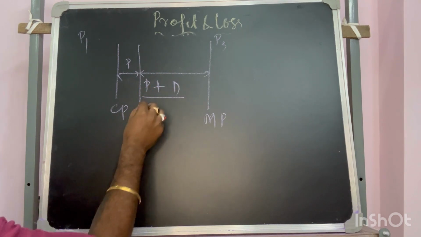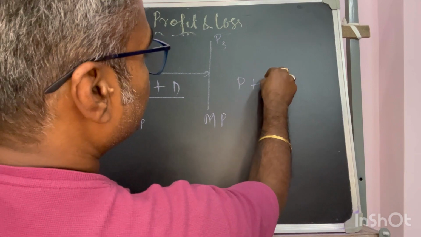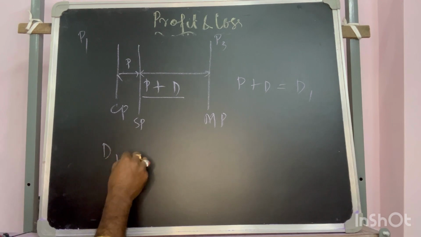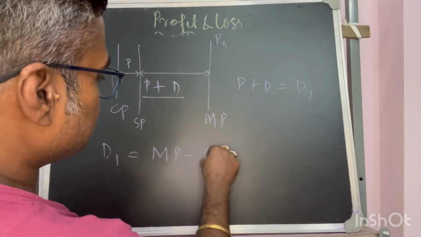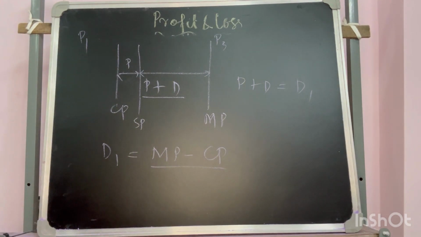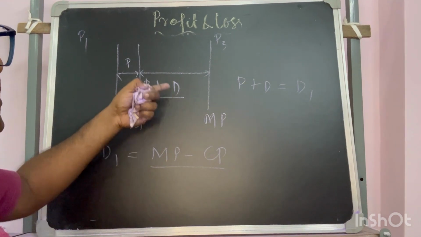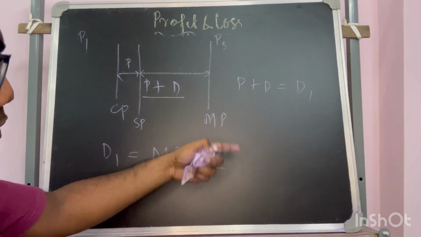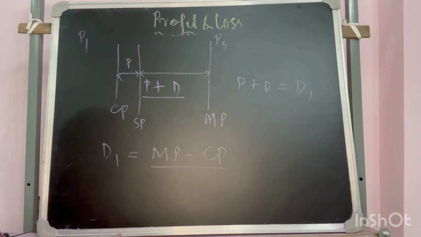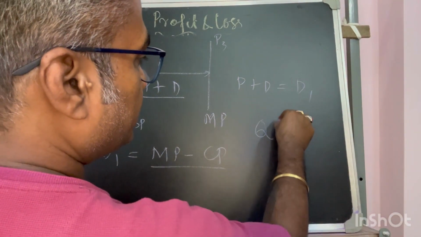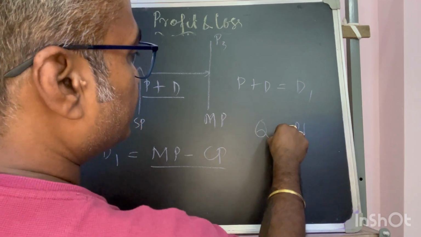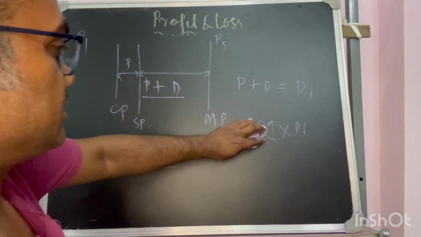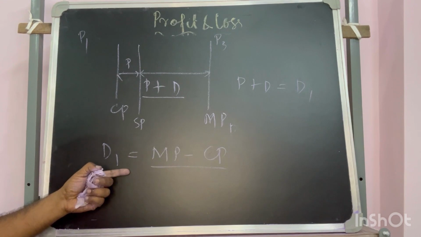So for this case, this P plus D can be taken as a new discount, that is D1, and that discount will range from MP minus CP. This also can be possible in case the business has to be enhanced. So he needs more business, he can sacrifice some of the profit to get more business, more quantity. So overall he can increase the profit on the quantity. Even if the margin is less, by increasing quantity, he can get more profit. Okay, this is also a business strategy. This thing can also happen.